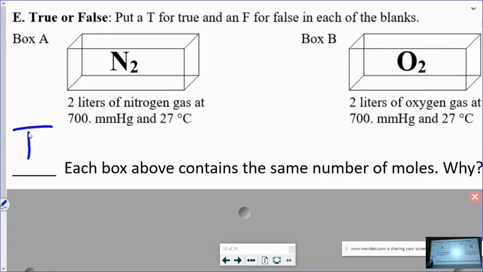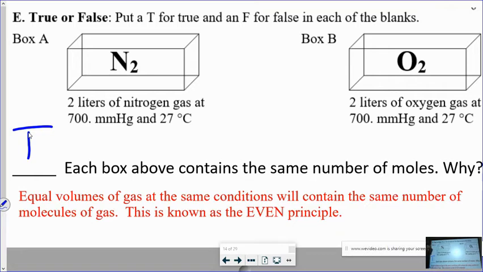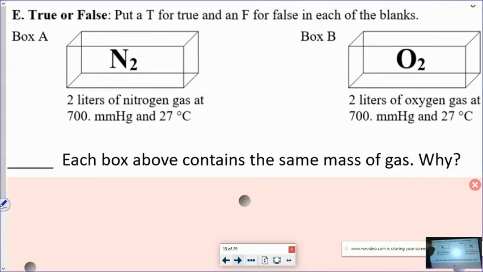Well, that's true as well. If they have the same number of particles inside, then they would also have the same number of moles, because you can go between atoms and mole island without any problem. And again, that is the Avogadro principle. Each box has the same mass of gas. So pause the video, see if you think that's true or false.